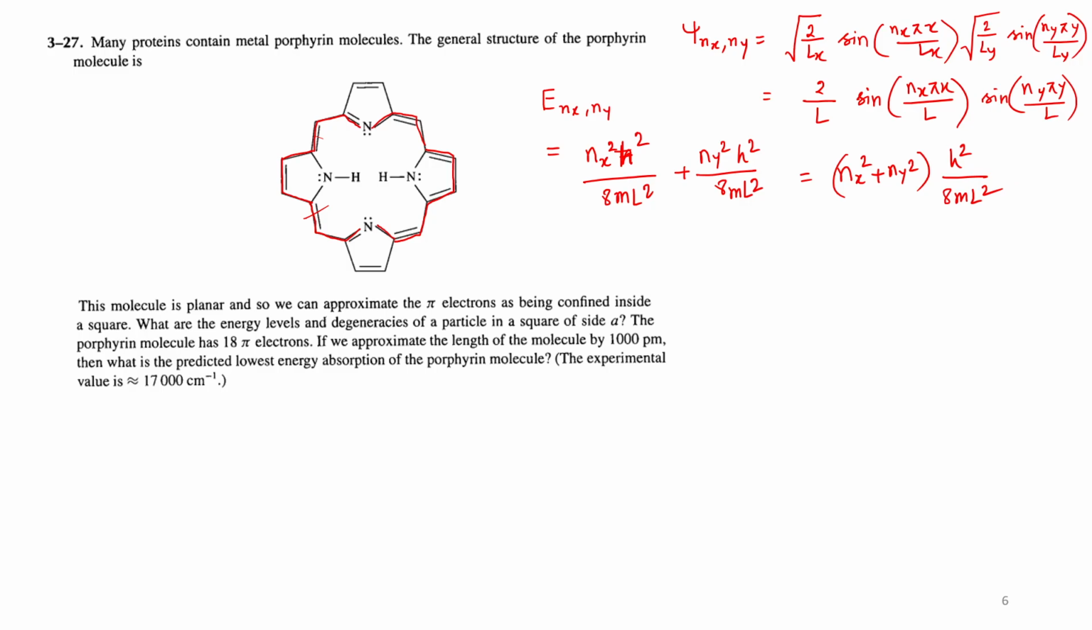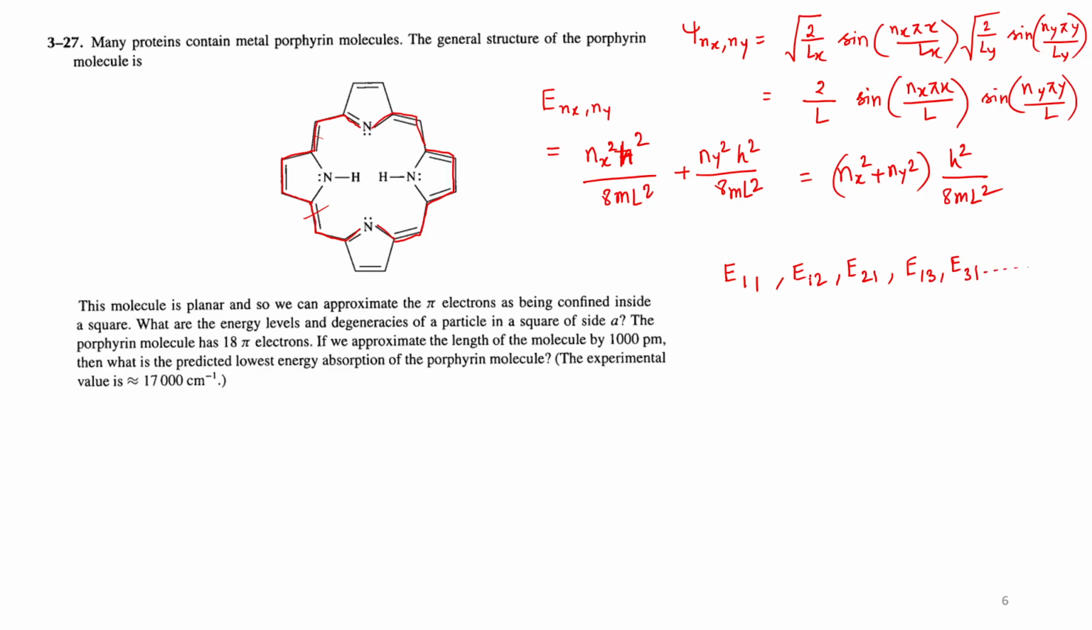Now, suppose 18 pi electrons are there. What are the values of nx and ny? We have already discussed: it will start from 1 and be integers. So your energy levels could be E11, E12, E21. You got my point? It could be 1 3, it could be 3 1, something like that. It can go along.